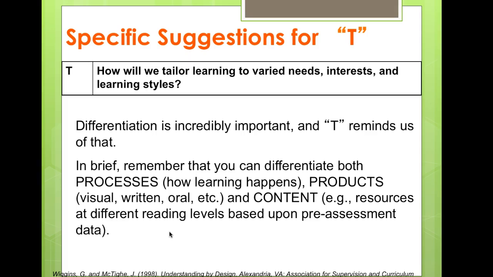In brief, remember you can differentiate processes, how it happens and the kinds of things students have to do; products, what they do; and content, what you are giving them to do. For example, giving them leveled reading with the same content based on pre-assessment data. If you have students who are special ed or really gifted, find different kinds of literature for their varied reading abilities and keep the content the same. Then the assessment product will look different for each of them because they'll be at their levels of learning.